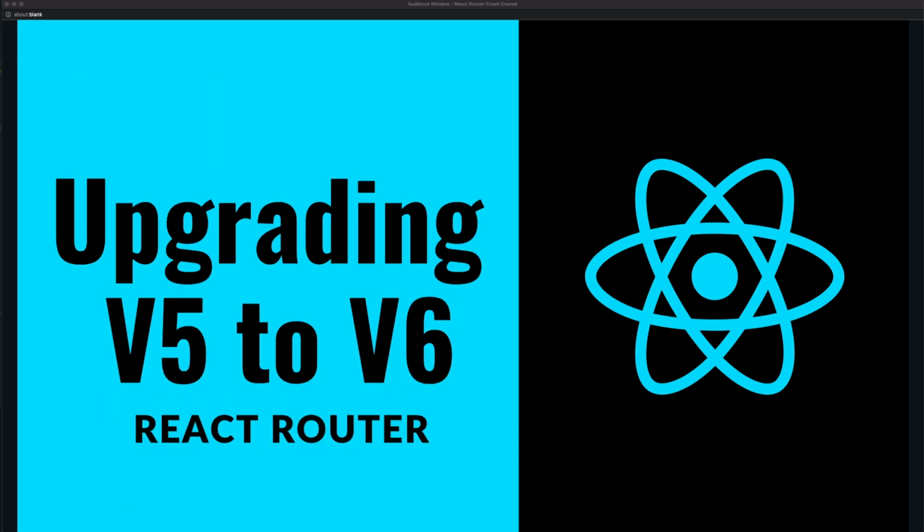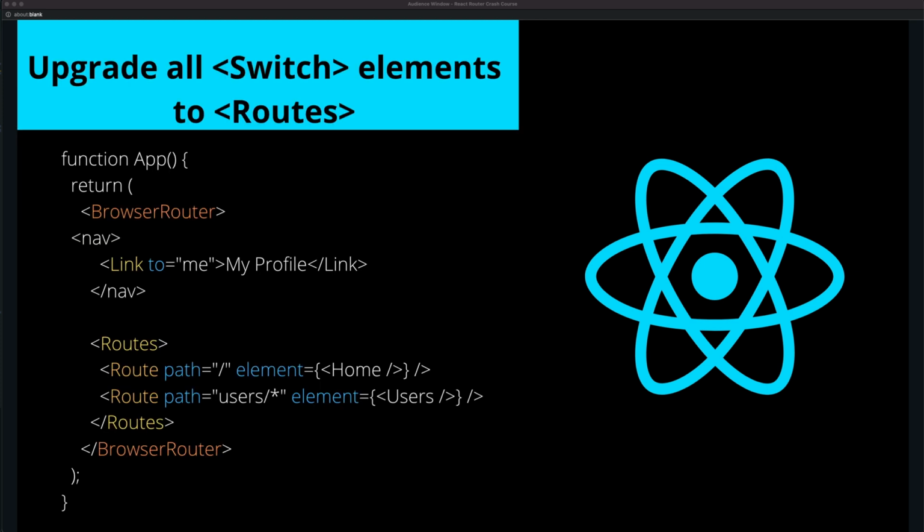So a couple of things that are new to version 6, for those of you coming from version 5. A very important update is the switch is gone, and now instead of switch we have routes. So basically all of our routes will be encapsulated in the routes component. React Router 6 introduces the routes component that is kind of like a switch, but a lot more powerful.